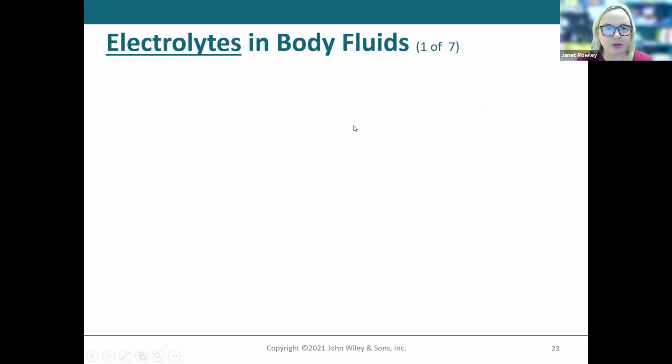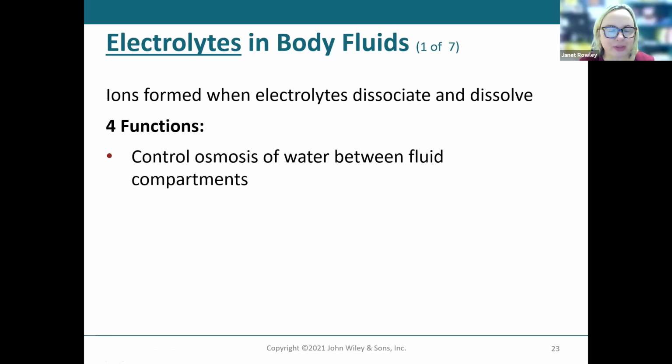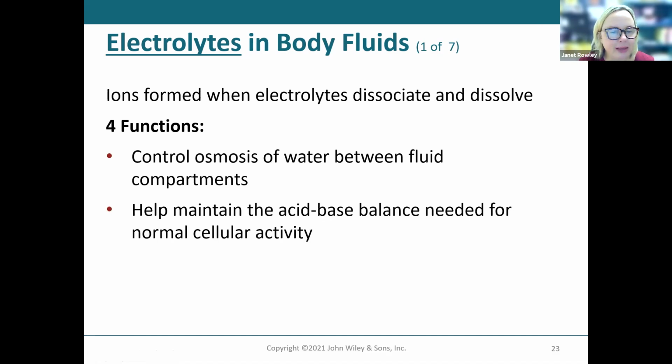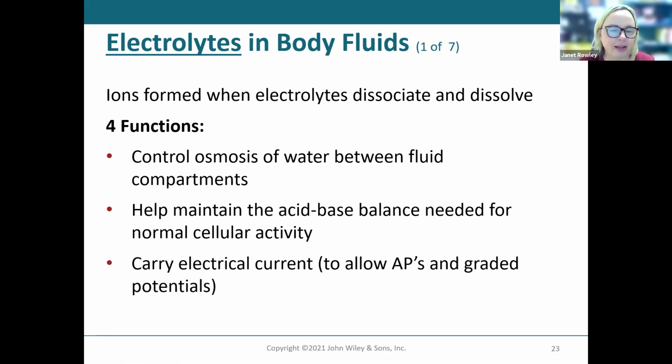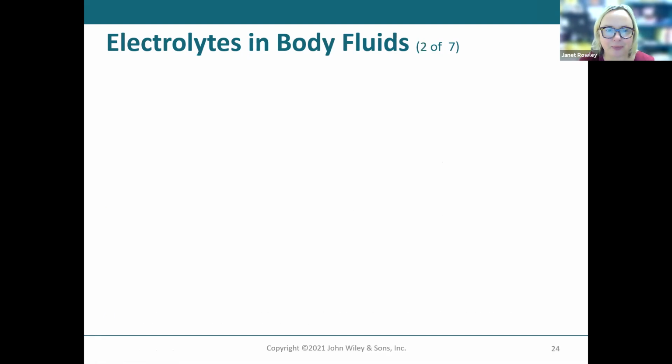All right, let's move on to electrolytes in our body fluids. Ions are formed when electrolytes dissolve and dissociate. There are four functions for electrolytes. They control the osmosis of water between fluid compartments. They maintain the acid-base balance needed for normal cellular activity. They carry electrical currents to allow action potentials and graded potentials. And they serve as cofactors for optimal activity of enzymes.